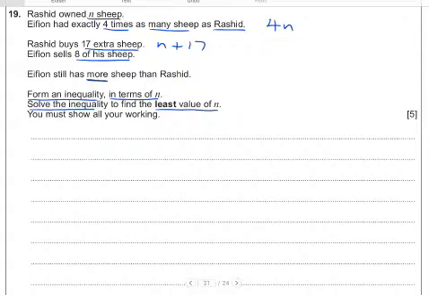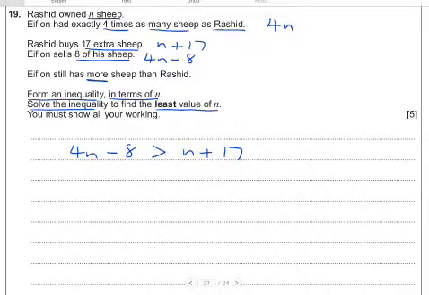plus 17 is n plus 17. Ifion sells 8 of his sheep. Well, if he's selling 8, he's losing 8, or having 8 taken away from his sheep. So that's 4n take away 8. That's what Ifion has at the moment, if Rashid has n plus 17. Ifion has more sheep than Rashid. So 4n minus 8 is still more than what Rashid has. And there's my inequality. Okay?